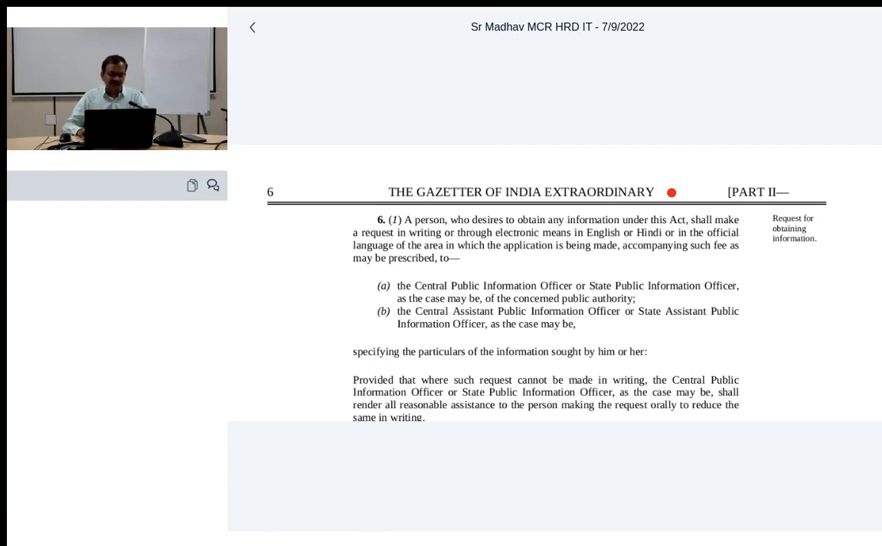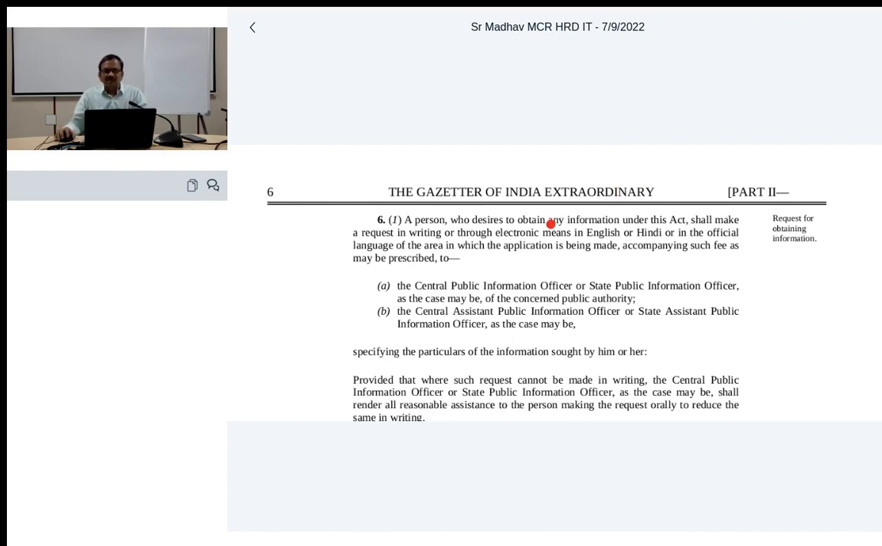We will quickly start off with the request under the Right to Information Act. Section 6 provides what are the requirements for a valid request under the Right to Information Act. The Act uses these words: request for obtaining information. We can say it's an application filed under the Right to Information Act for obtaining information, but the Act uses the word request. So there are some requirements to be met for a request to be valid under Section 6. So what are they?